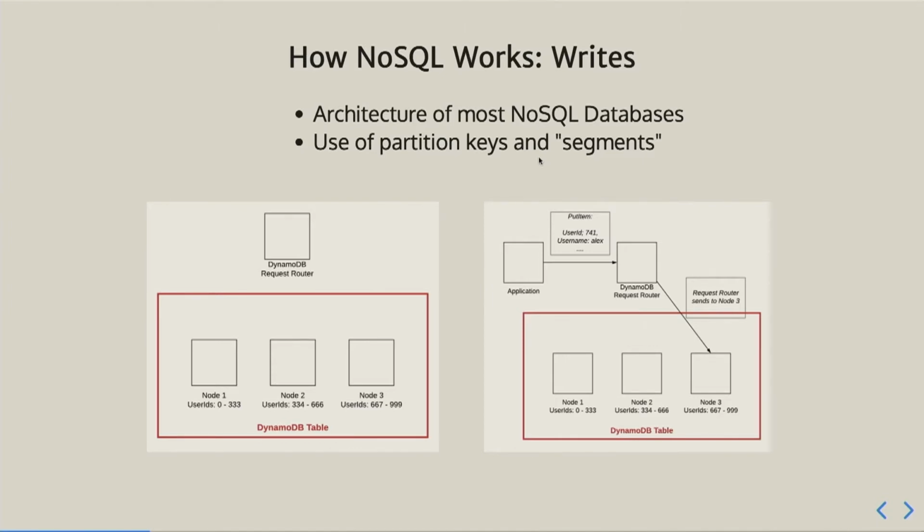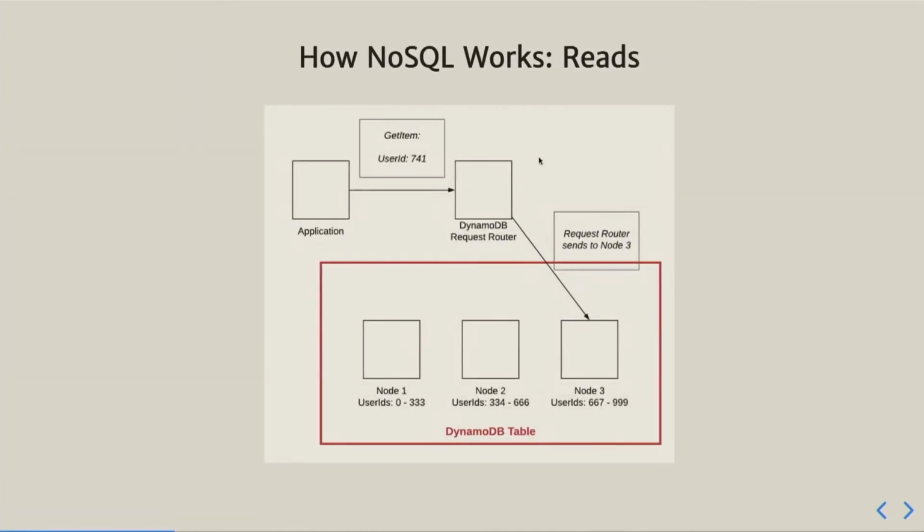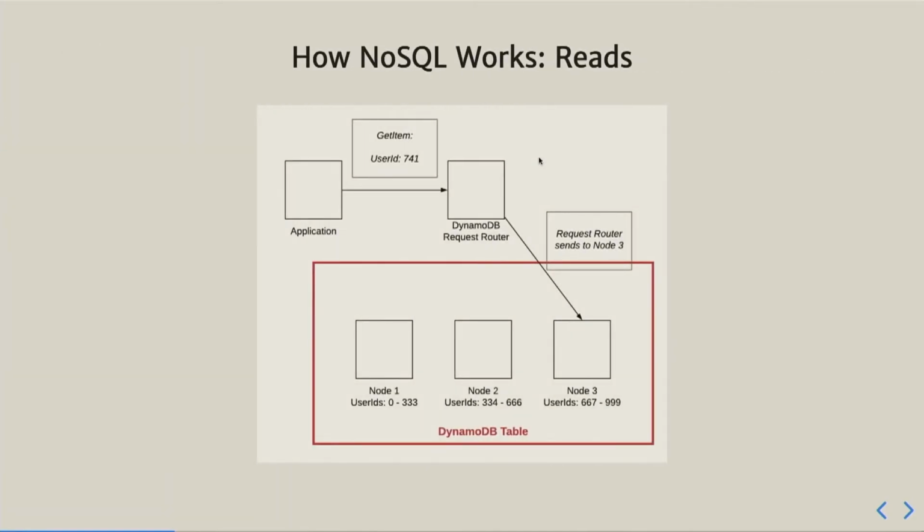So why is this useful? It's useful when we try to read data out of the database. So when we try to read out the user ID of 741, the DynamoDB request router knows which node to go to. And this is good. This means that we can scale almost infinitely and just keep creating more and more little partitions and nodes. And based on that key, we then know which node is going to serve which request based on those keys.